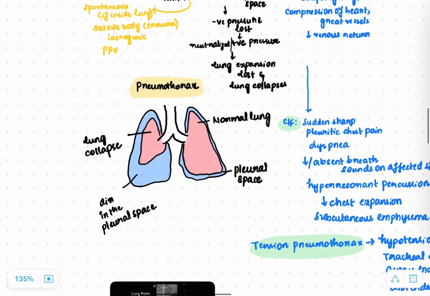So here in this picture we can see this is the normal lung and the pleural space. On the right side, we can see there is a lung collapse. As soon as the air enters the pleural space, the lung will collapse because of the loss of this negative pressure.